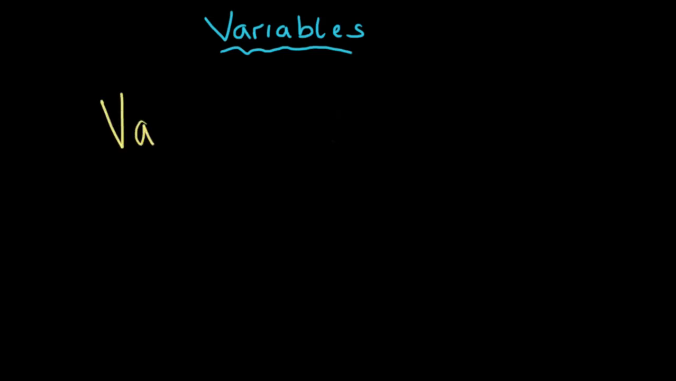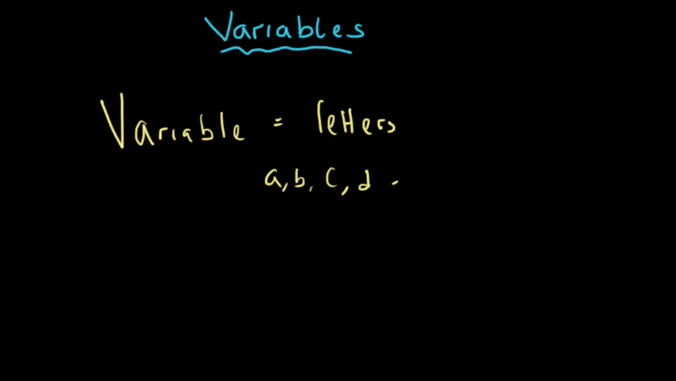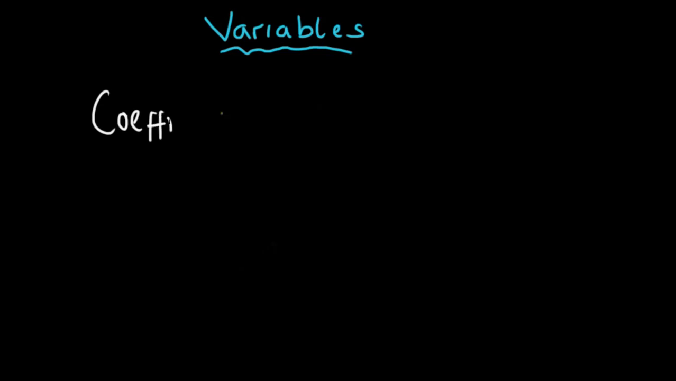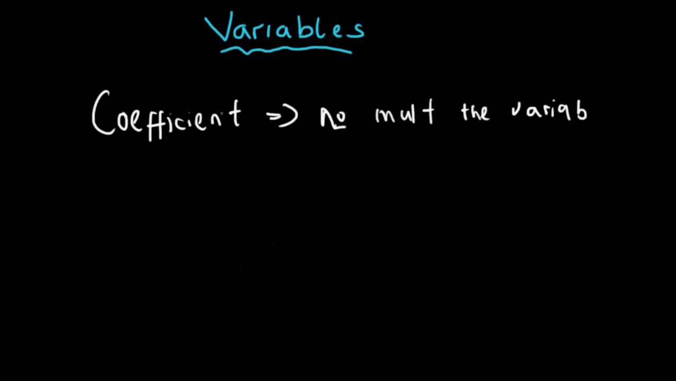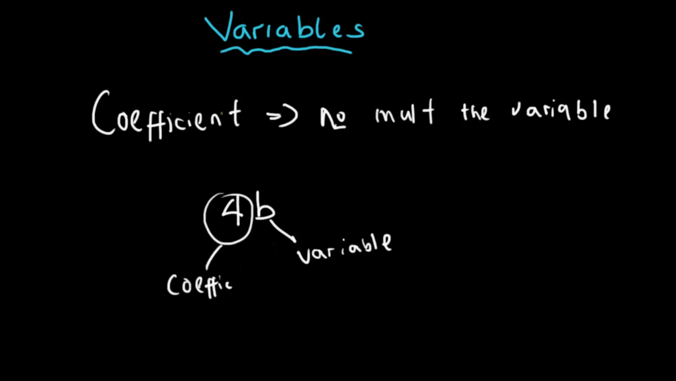Now at the most basic level, variables are just letters. So we can have A, B, C, D to Z. Does that make sense? Now the coefficient of a variable is the number multiplying the variable. So the number multiplying the variable is known as the coefficient of a variable. Now for example, if I have 4b, b is the variable, the number multiplying the variable, which is 4, is the coefficient. Do you understand?